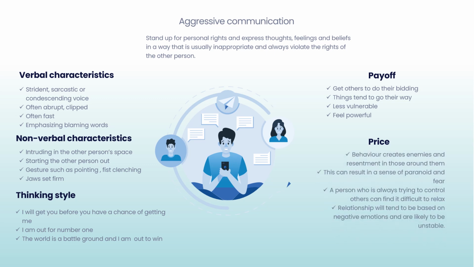The price now: behavior creates enemies and raises resentment in those around them. This can result in a sense of paranoia and fear. A person who is always trying to control others can find it difficult to relax. Relationships will tend to be based on negative emotions and are likely to be unstable. Why? Because of the inappropriate way of giving your feedback to people who are in front of you. This is about aggressive communication.